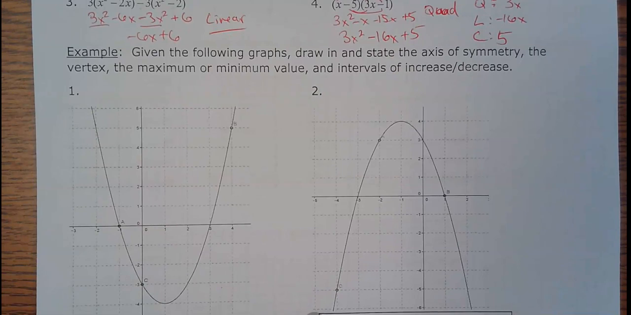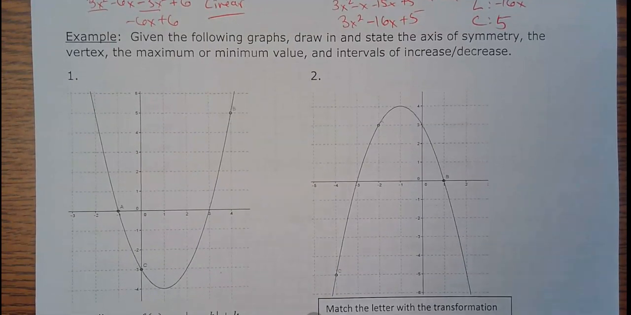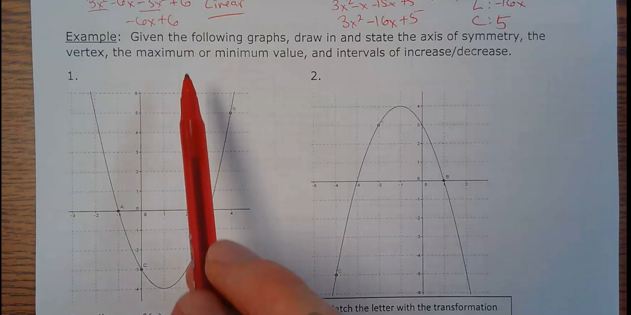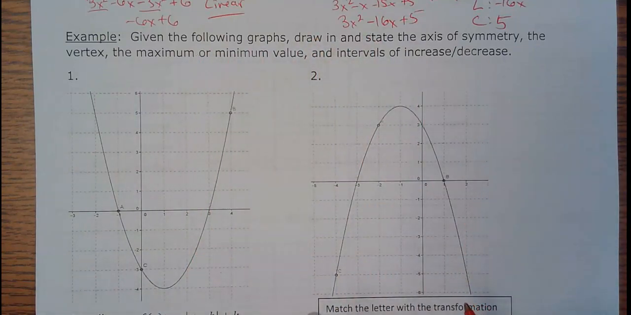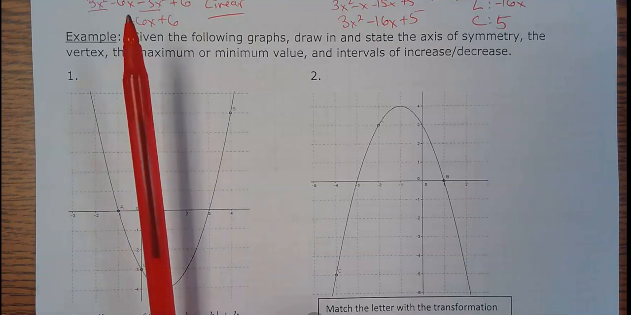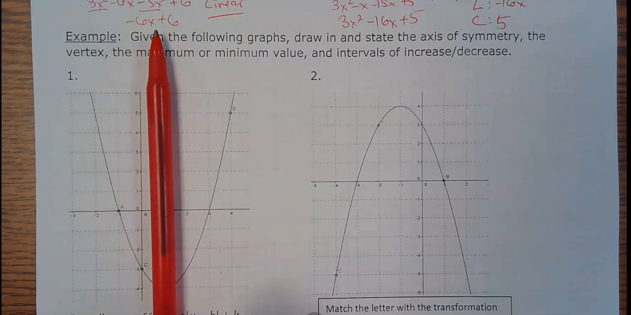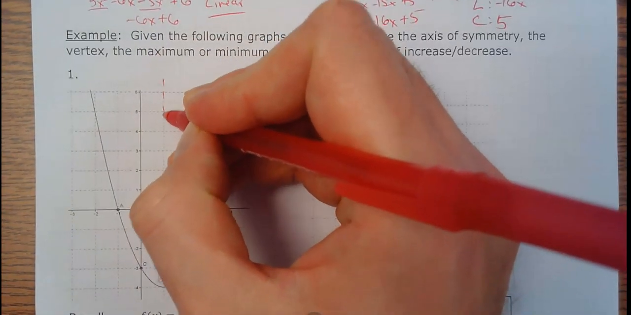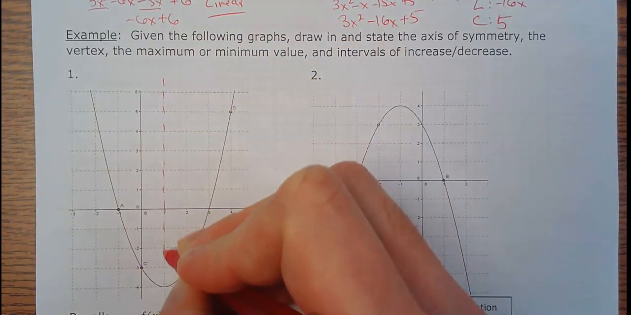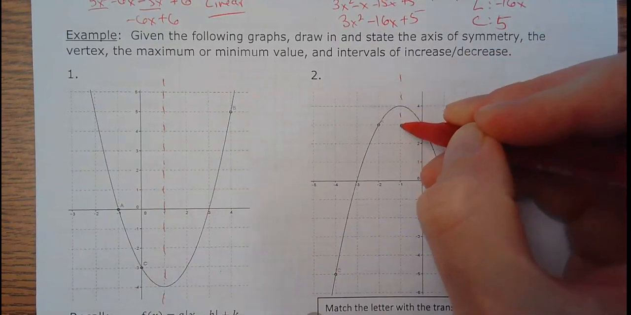Next, given the following graph, so I gave you the graph, let's identify some key parts of this graph. You may not know these yet, but we're going to answer them here for you or teach you those. So draw in and state the axis of symmetry. Every parabola has a line that goes right down the middle. If you look, the left side and the right side are mirror images of each other. So right here is an axis of symmetry. And right here is one for this guy.